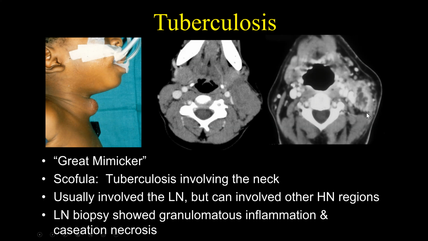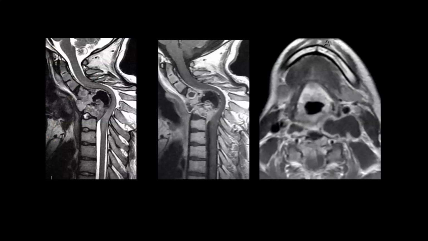So, you know, there's an old saying that good judgment comes from experience and experience comes from bad judgment. This is one of the things that I learned in my journey. So just realize that tuberculosis is the great mimicker. Scrofula is tuberculosis involving the neck. And in the head and neck, it usually involves the lymph nodes, but it can involve other head and neck lesions. And when a biopsy is performed, tuberculosis typically is characterized by granulomatous inflammation and caseation necrosis.